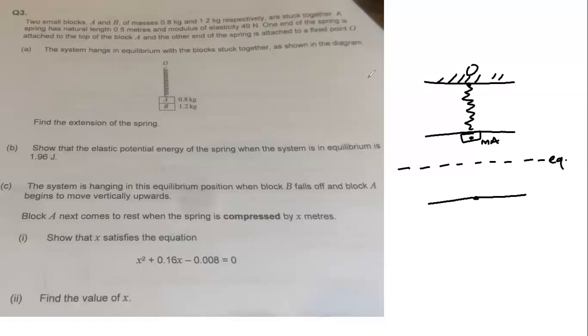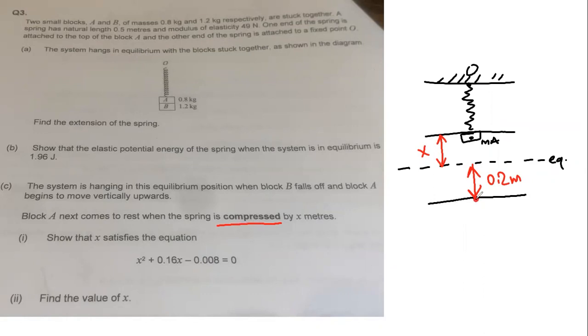All right. Now, if you remember from the previous parts, this extension from here to here is 0.2 meters, all right? And now this extension from the equilibrium point to that is x. And now it's compressed. It says here that the spring is compressed by x meters. So how can we show that? Well, we show that by equating energy balances, okay?